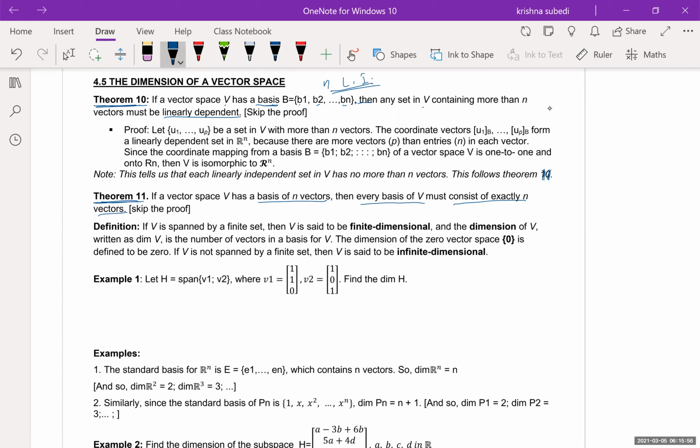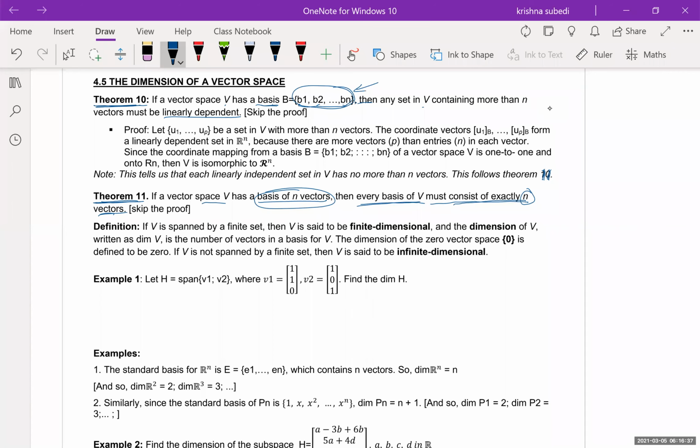Remember, the vector space V has a basis of n vectors. There are n linearly independent vectors. Then every basis of V must consist of exactly n vectors. By the way, this n is called the dimension of the vector space. Okay, so later on we will talk about the dimension of the vector space. So dimension of the vector space means linearly independent vectors. In other words, you can also say that the dimension of the vector space is the number of basis vectors.